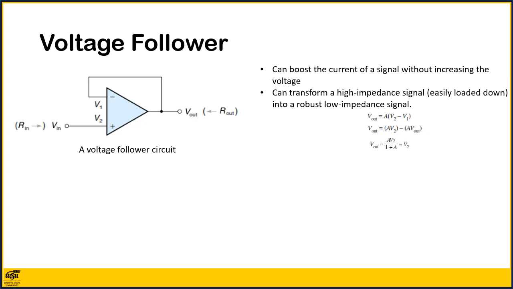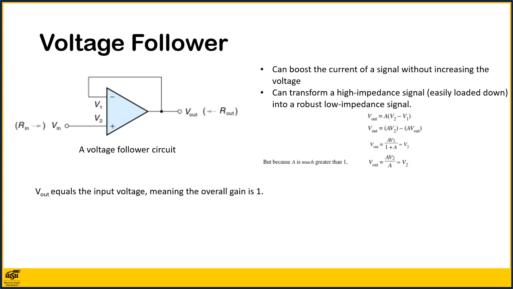Solving for V out, we get V out equals A times V2 over 1 plus A. And since A is on the order of 100,000, and 100,000 over 100,001 is basically 1, we get V out is equal to V2.